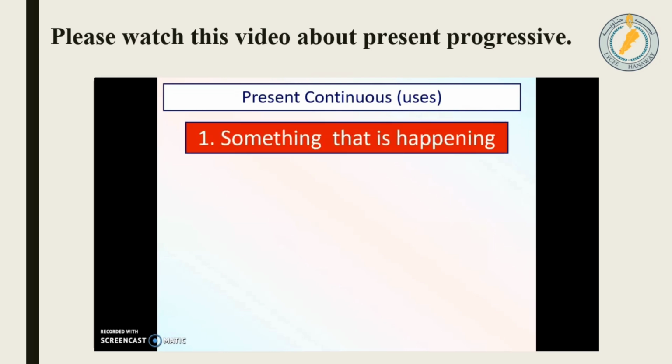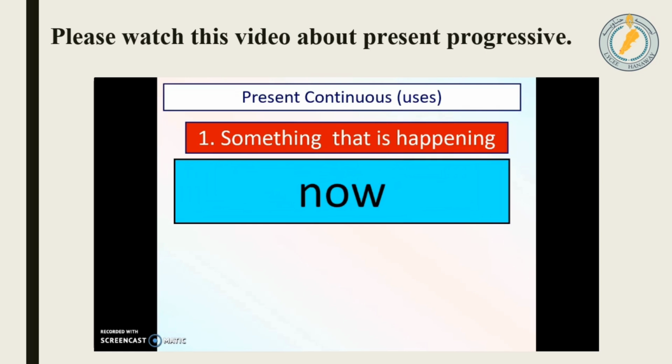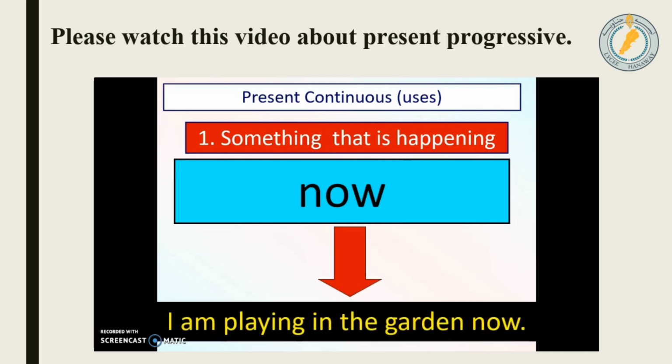The present continuous tense is used to talk about something that is happening now. When I say now, it means at the moment. For example, I say, I am playing in the garden now. The teacher is explaining the lesson now.